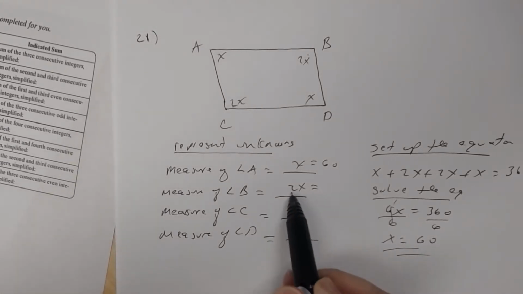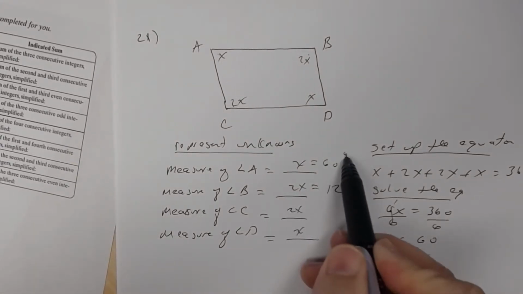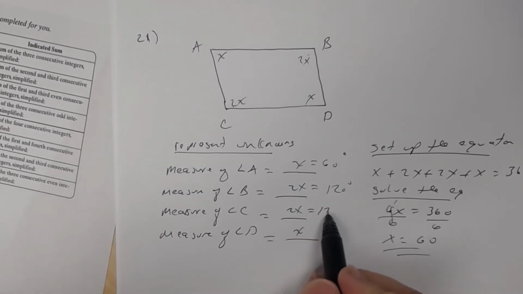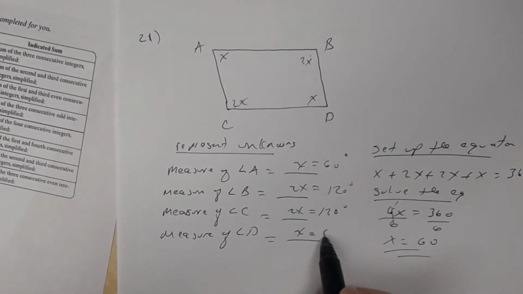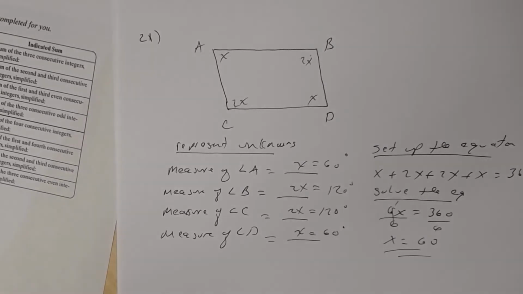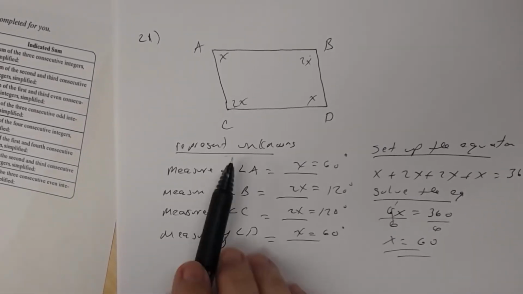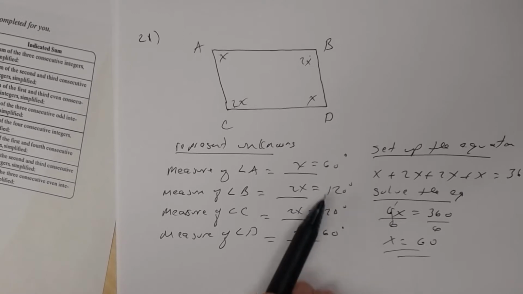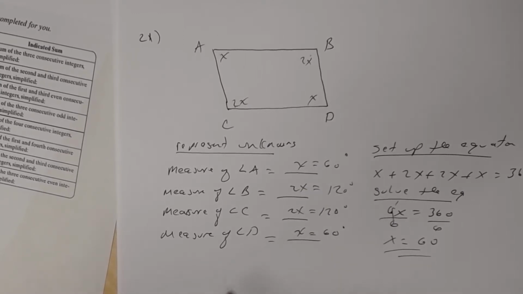The measure of angle B is 2 times 60. That's 120 degrees. The measure of angle C is also 120 degrees. And the measure of angle D is 60 degrees as well. Okay? All right, so once you have this written, you can always come back and indicate what each of those measures are, and then you have your sentence.